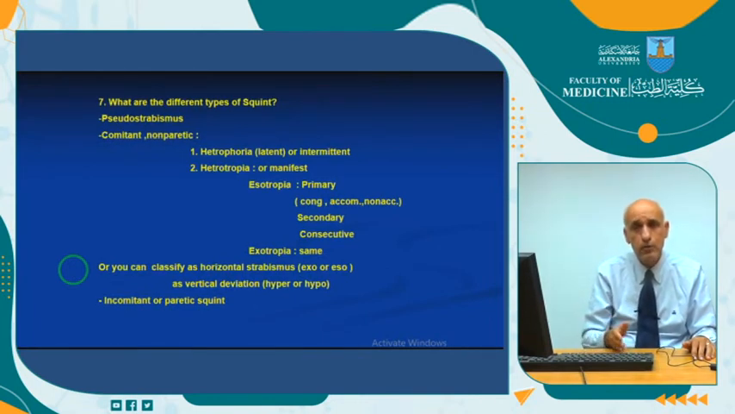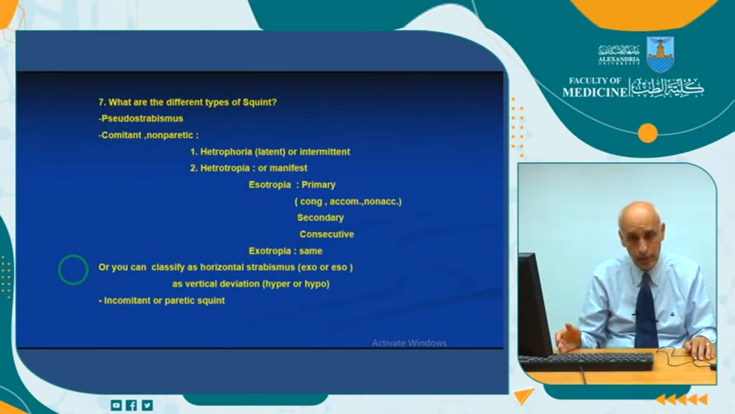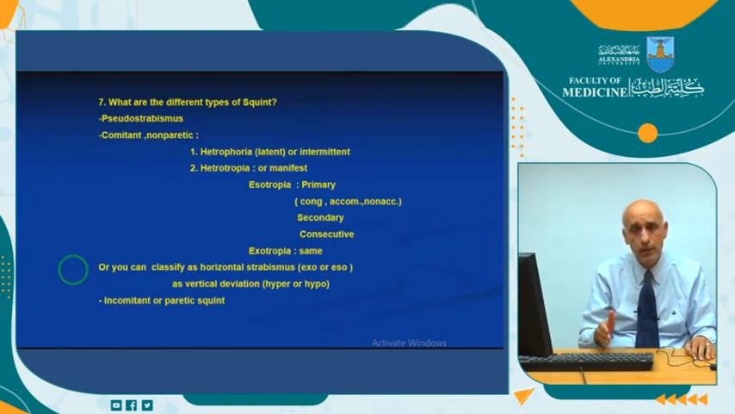Non-paralytic squint is a normal condition for us. As we have been taught before, common things are common. If you have squint in a child, this is common. Squint in old age is uncommon, and this should trigger a red alarm in your brain.